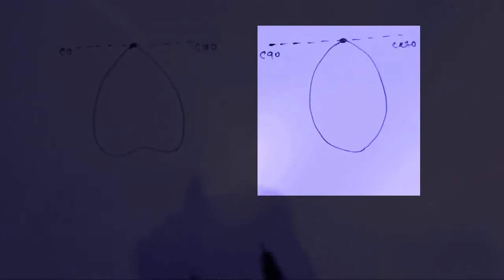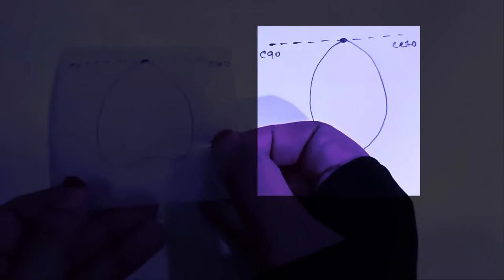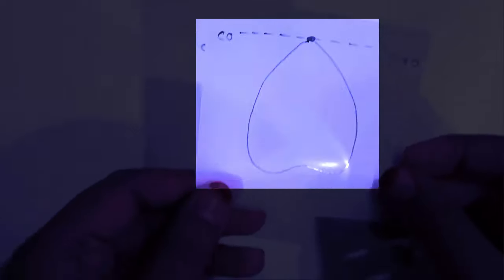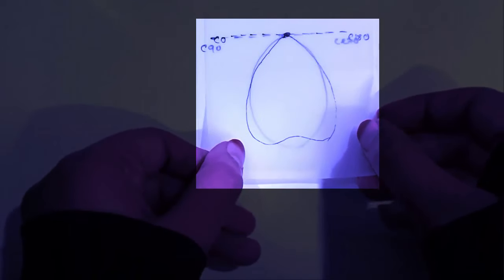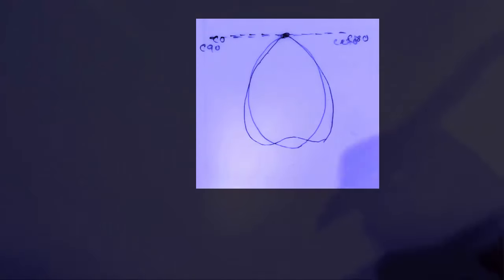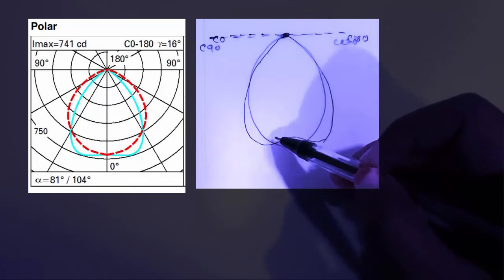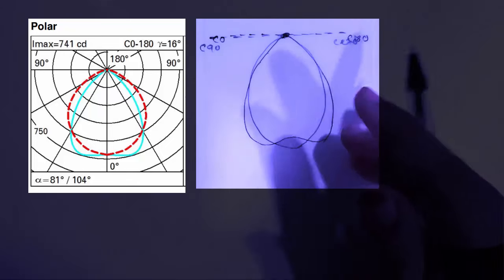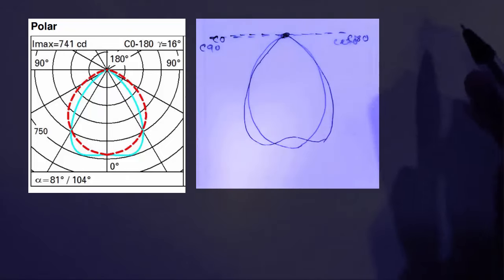Now I have these two light distribution curves, and we are going to place this curve one above the other like this. So here you have two graphs. One is of C0 and 180 and the other is C90 to 270. This is what you have in the polar curves. When you have two different curve shapes, that means your light distribution is asymmetric. It is not the same on both the sides.